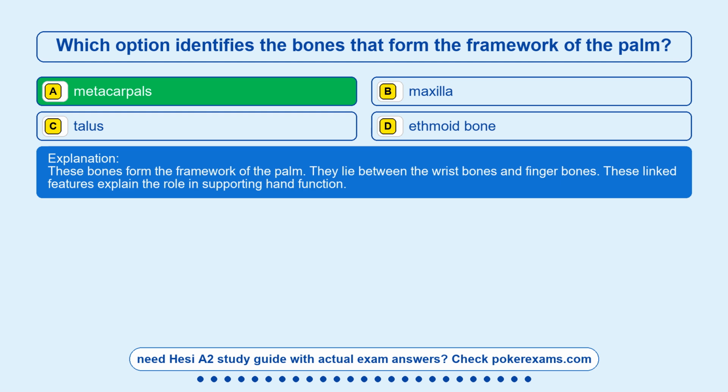These bones form the framework of the palm. They lie between the wrist bones and finger bones. These linked features explain the role in supporting hand function.